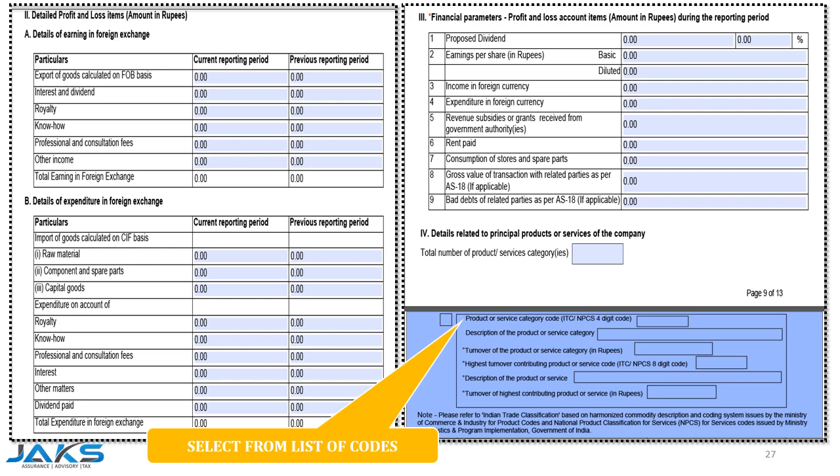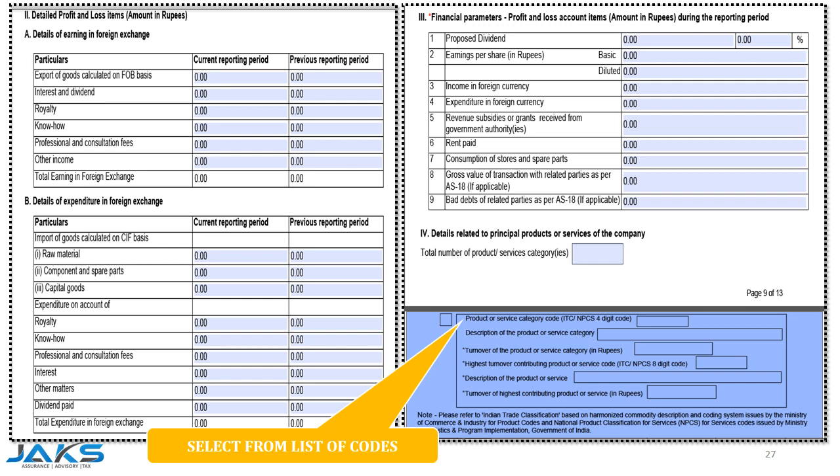The financial parameters where we fill details on proposed dividend, earnings per share, foreign currency income and expenditure, subsidies, grants, rent paid, related party transactions, bad debts, etc. Details relating to principal products or services of the company is also provided.